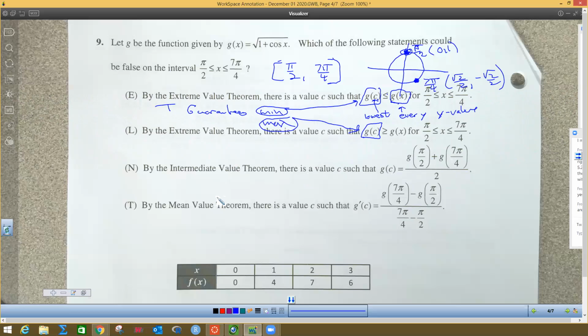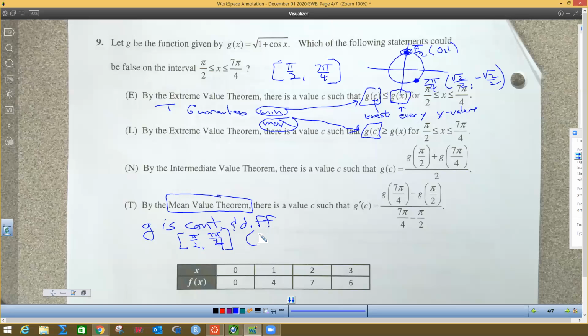So what has to be true to use the mean value theorem? G has to be what? Anybody tell me the things that have to be true to use the mean value theorem? Continuous and differentiable, that's right. The function g has to be continuous and differentiable on the interval, and the continuous part, we're supposed to say, includes the endpoints. Oops, that's a 4, isn't it?